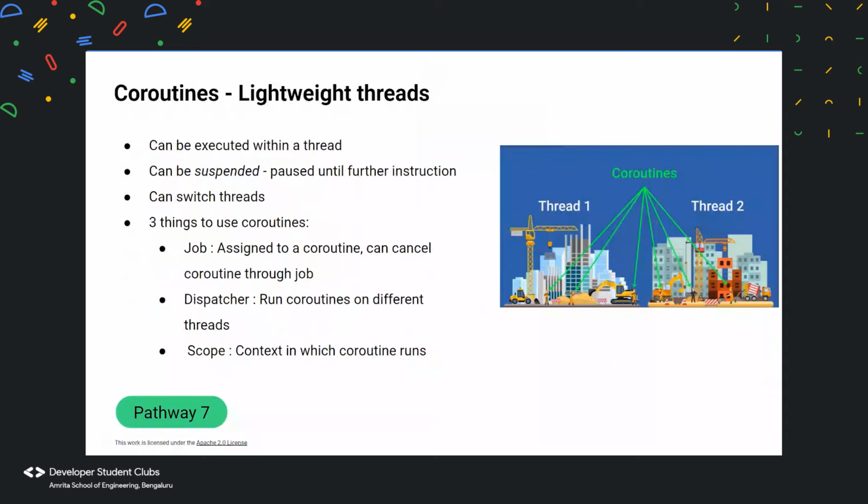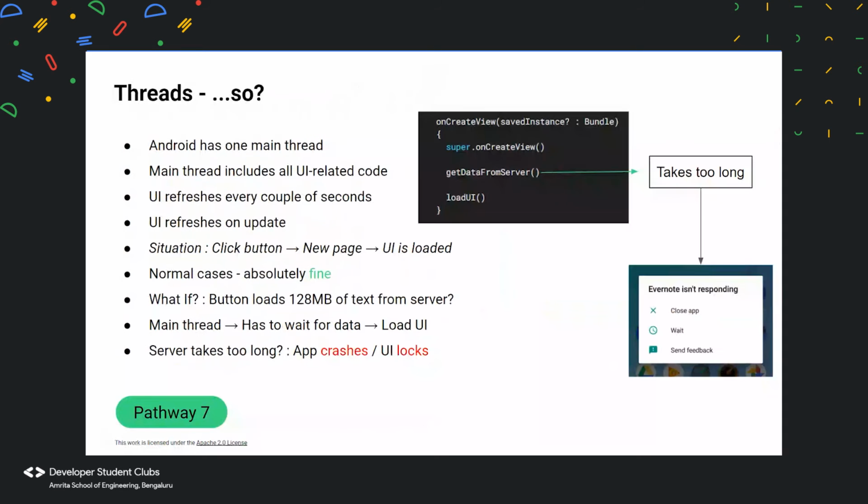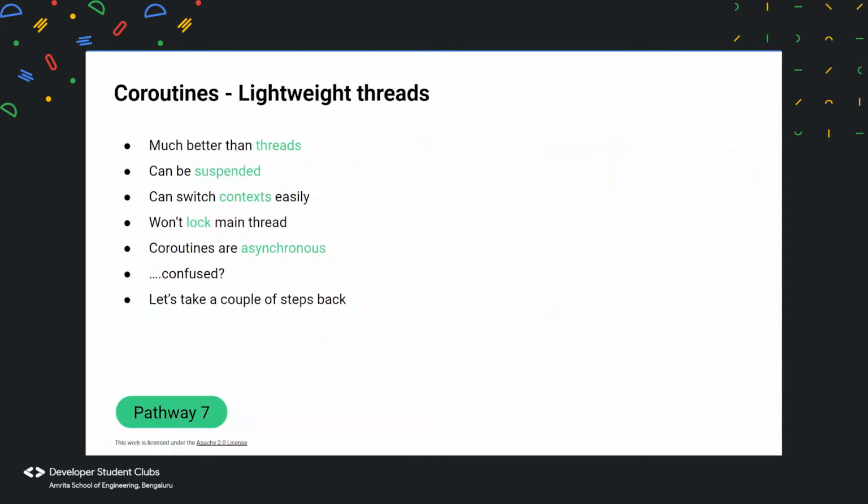Before we continue, let's go back to the previous slide and see if we can understand this better now. So like I said, they're much better than threads. They can be suspended, which means they can be paused until further notice. They can switch context. Context basically means it's the situation or the thread in which you're running. It's your own bubble, you can think of it.